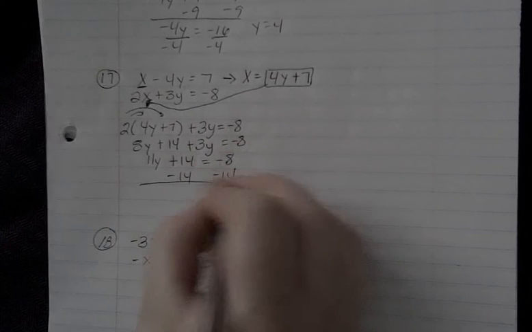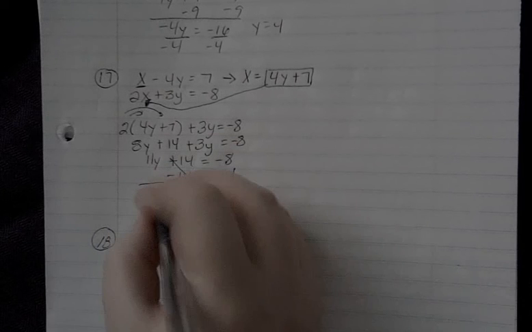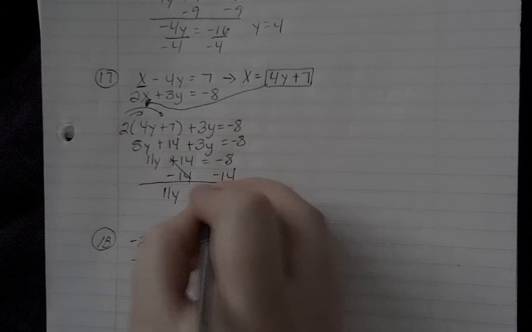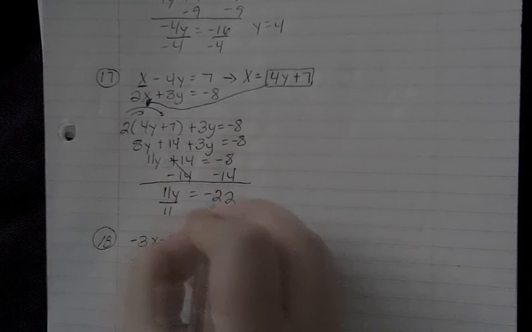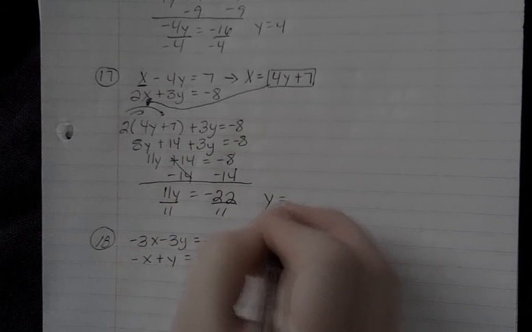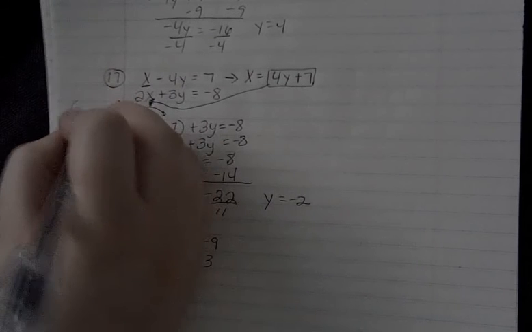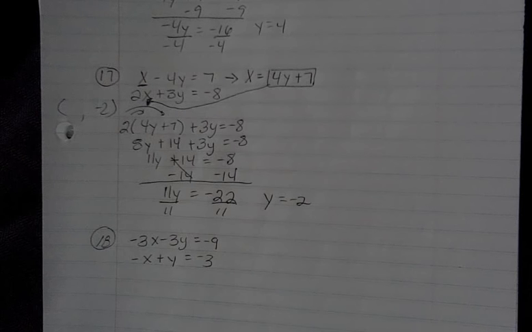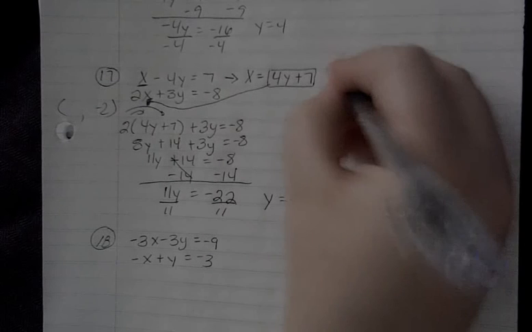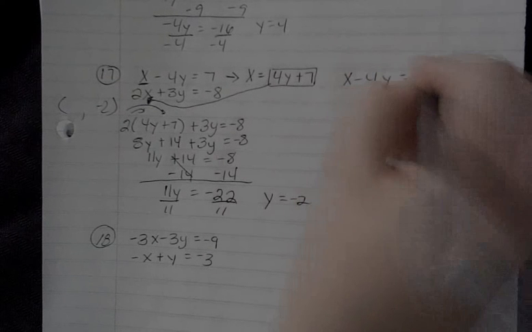Now I subtract 14 from both sides to get 11y equals negative 22. Divide both sides by 11 to get y equals negative 2. So now I'm going to plug it into either equation. Again, I'm just going to stick with the original equation I started with, which is x minus 4y equals 7.